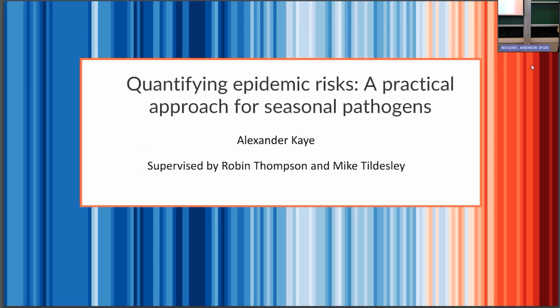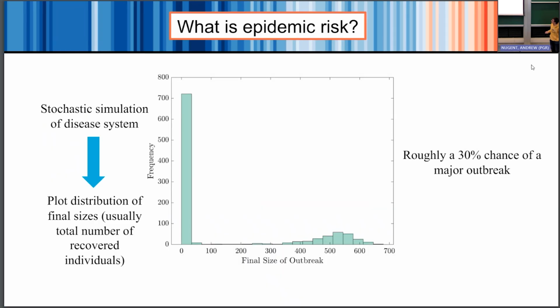Good. Thank you. So I'm going to talk about what it means for an outbreak to be large, and how we predict the probability that it might be. So first of all, what do I mean by epidemic risk?